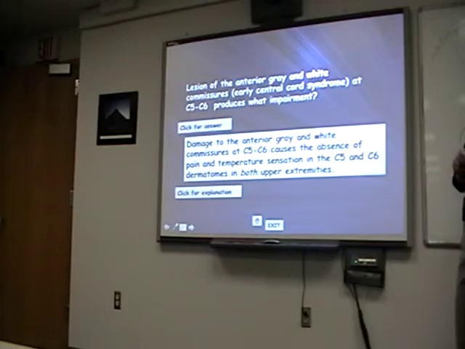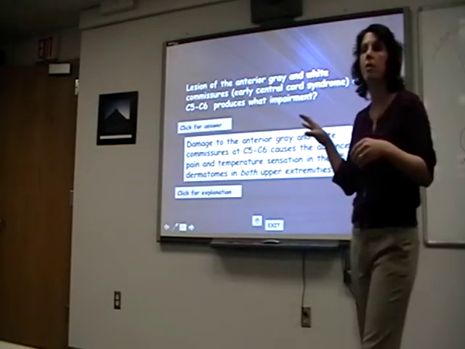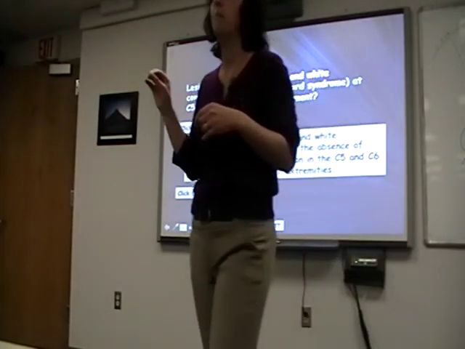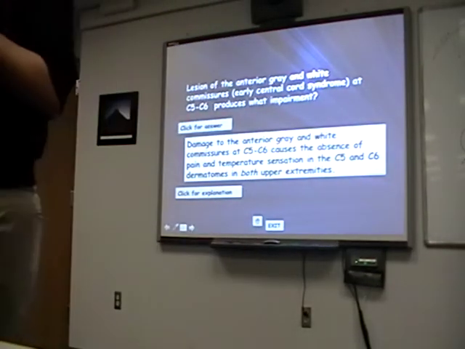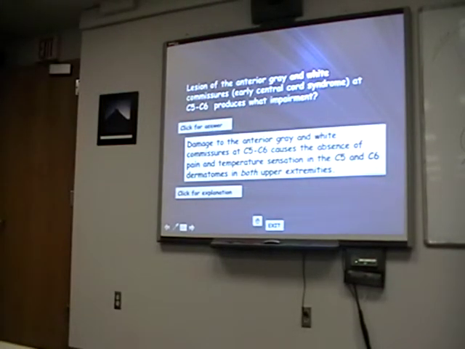With central cord syndrome, the most common mechanism is your little old lady who falls. She has a hyperflexion or a hyperextension injury of the neck and loses blood supply to the center of the cord. That's the most common reason.